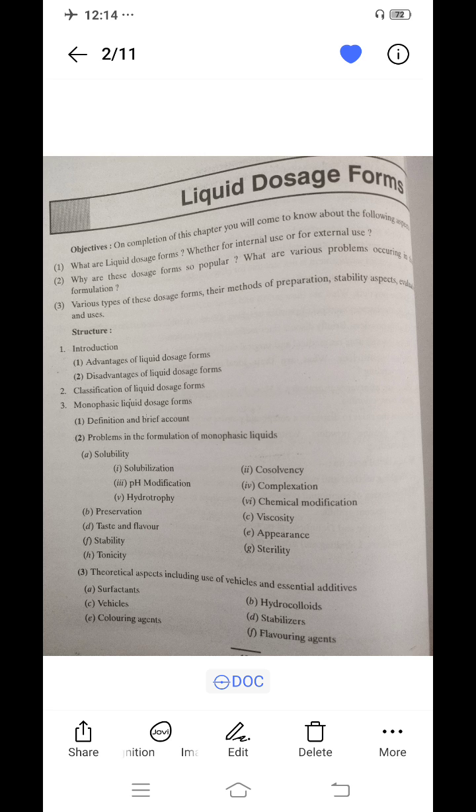Then mercurials are thimerosal, phenyl mercuric acetate or nitrate, and nitromersol. These are the mercurial preservatives, and their concentration should be between 0.001 to 0.005 to 0.1%.